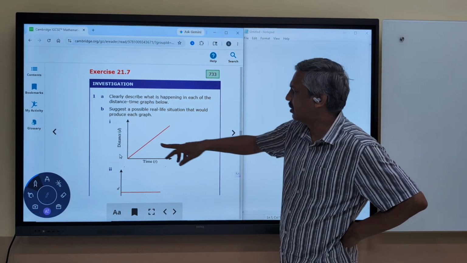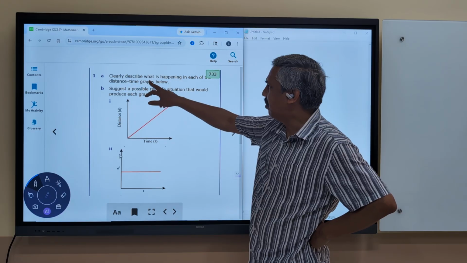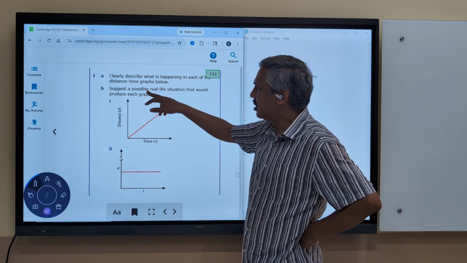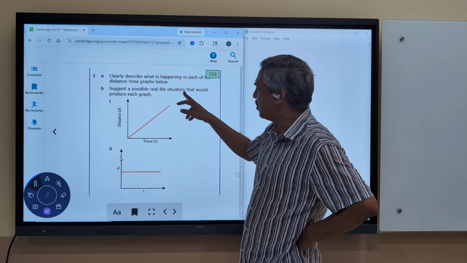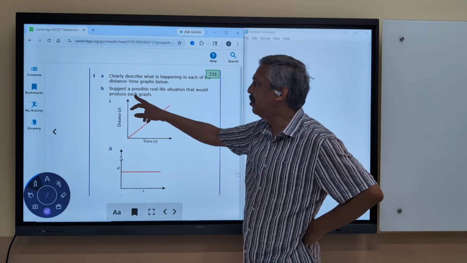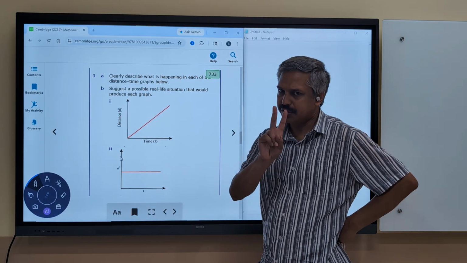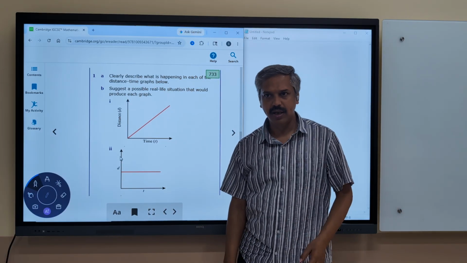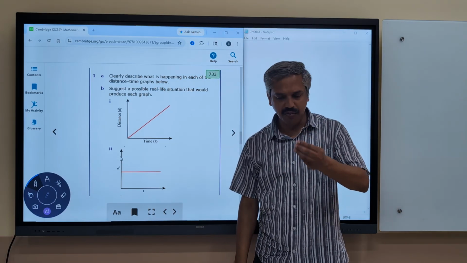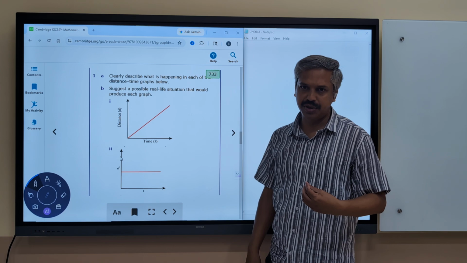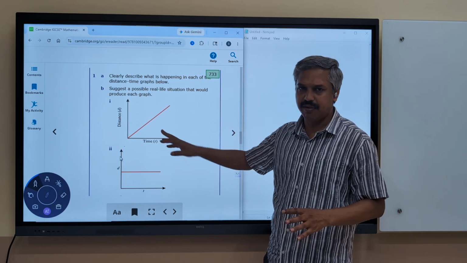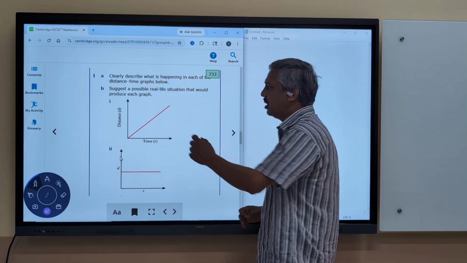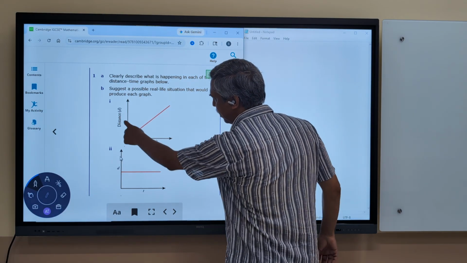This is a good exercise. Clearly describe what is happening in each of the distance time graphs below. Suggest a possible real life situation that would produce each graph. So we are asked two things. First, we have to describe the graph properly. And second, we have to tell in what kind of real life situation this kind of graph would actually be observed. So let's see, this is a straight line graph between distance and time.